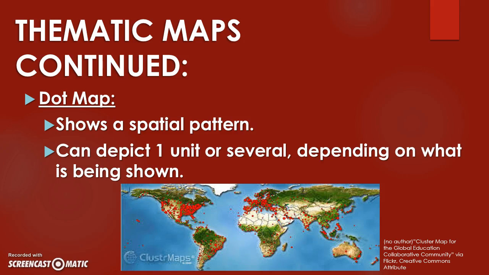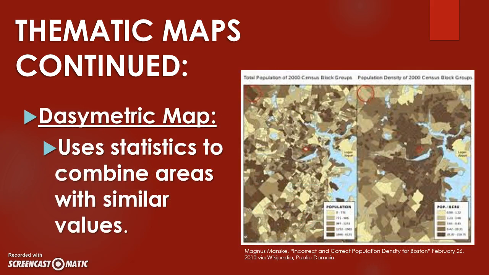And also, dot maps. These show a spatial pattern and can depict one unit or several depending on what is being shown. A lot of the time population is represented with dot maps showing different densities and such. And the last type of thematic maps are asymmetric maps. These types of maps use statistics to combine areas with similar values. An example of this you can see to the right. These are two pictures that show the total population and total population density. It shows a comparison between the two.